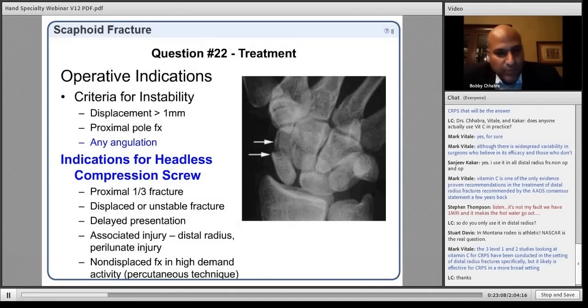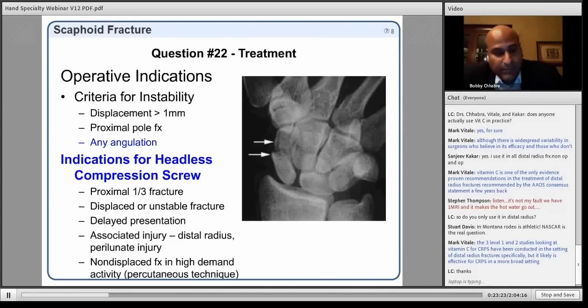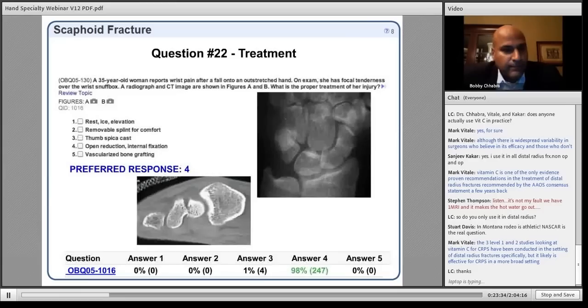Any proximal pole scaphoid, a displaced or unstable fracture, delayed presentation, associated injuries such as a distal radius or perilunate injury, and non-displaced fractures in high demand people. So any professional athlete or high-level athlete with a non-displaced fracture, you may want to treat them with percutaneous screw fixation. So for this, the answer should be open reduction internal fixation.